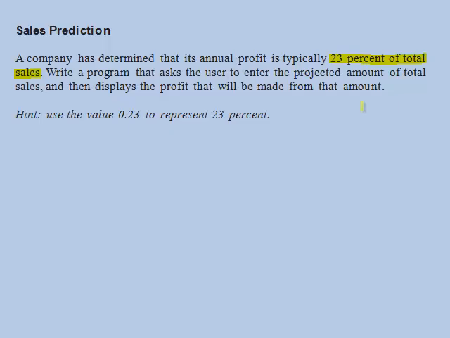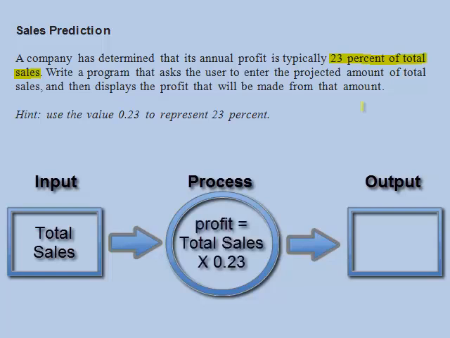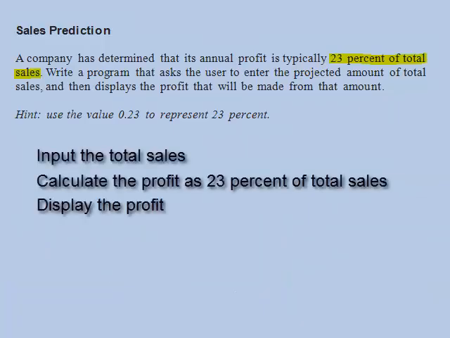Now, the program is going to work like this. The user will provide the amount of total sales as input. The program will calculate 23% of that input, and then it will display the result as the projected profit. Here's an example of pseudocode for the program. First, we input the total sales. Then we calculate the profit as 23% of total sales. And then we display the profit. So the program is simply going to perform these three steps one after the other.